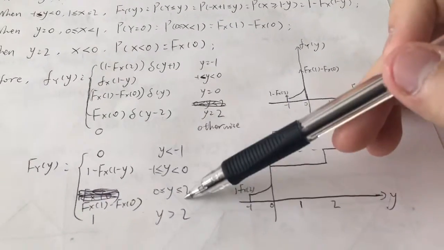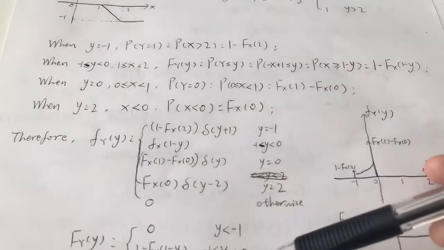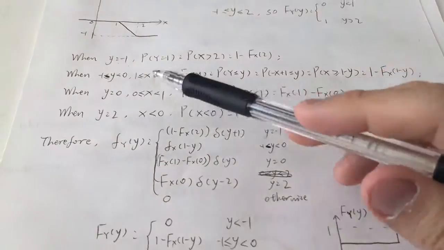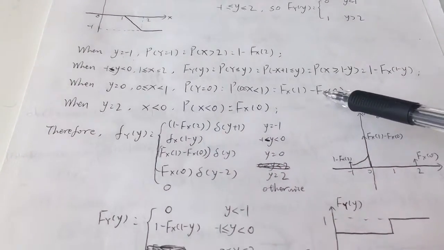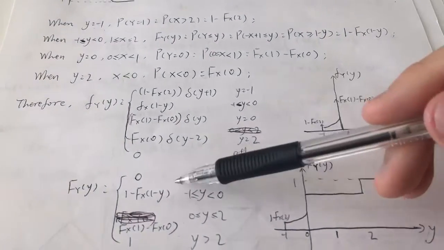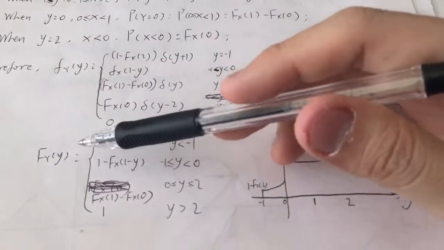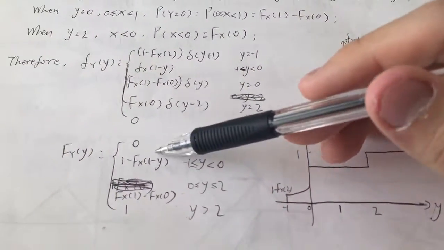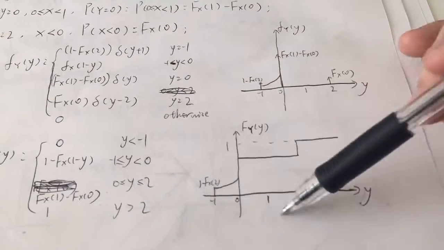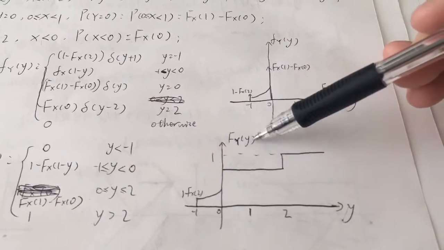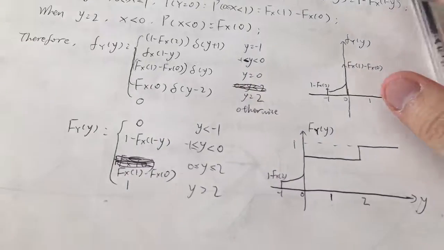And also when y is less than 2, we have known that when y is in this interval, x is in this interval, we have this. So it's just transmit this. We got this. So that's the whole thing of the distribution function of y, and according to this we can draw the picture of the distribution function of y, and it's like this. So that's the whole thing of problem 1.